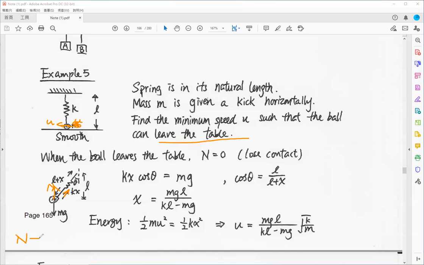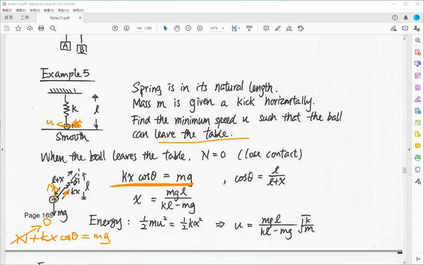N equal to mg minus kx cosine theta. That's the vertical component of the spring force that equals mg. So when it loses contact, you say the normal reaction is 0, so mg equals kx cosine theta. Okay. Then you can write down this formula, kx cosine theta equals mg. So this is the condition when the object can leave the table.